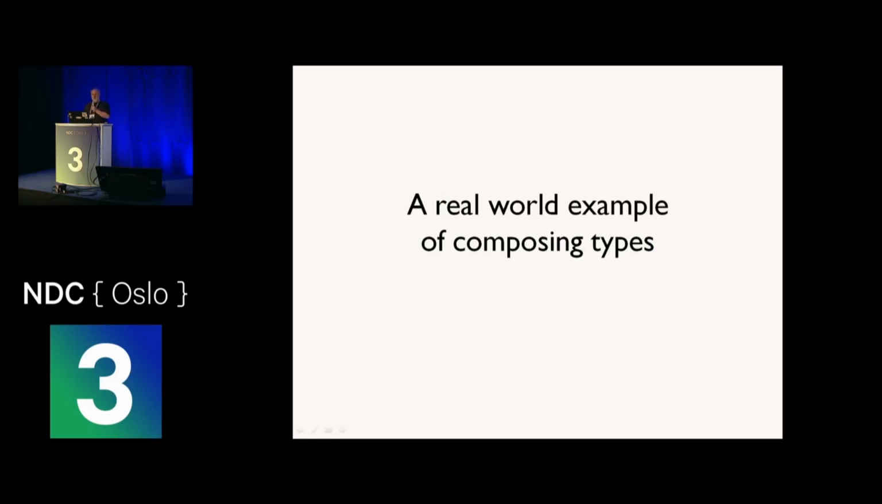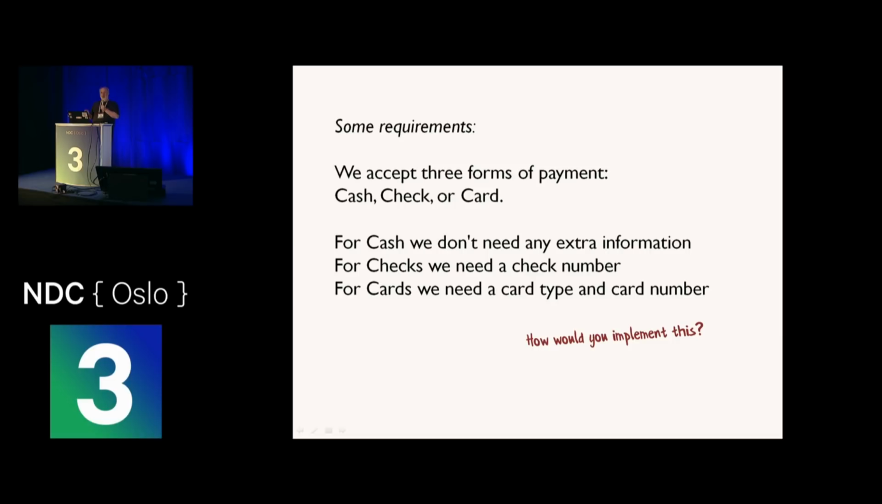So here's a real-world example. Let's say that you have some sort of payment processing system, and you accept three kinds of payment, like cash, checks, and credit cards, say. Now, for cash, there's no extra information associated with it. For checks, we need a check number, and for credit cards, we need a credit card type and a card number, right? So how would you implement this in your language of choice?